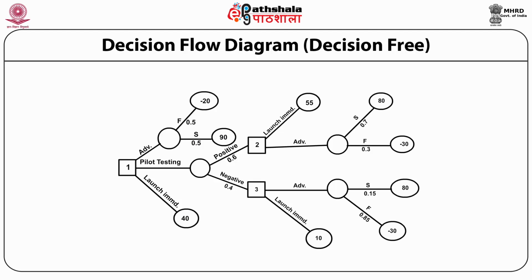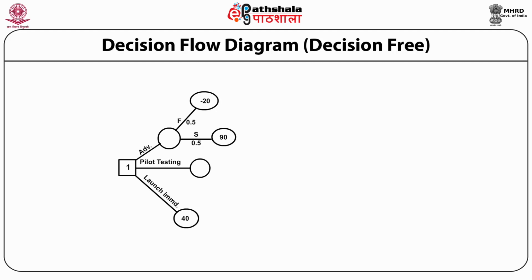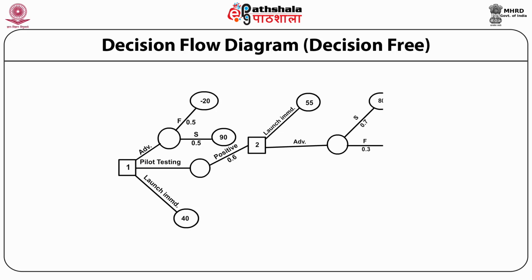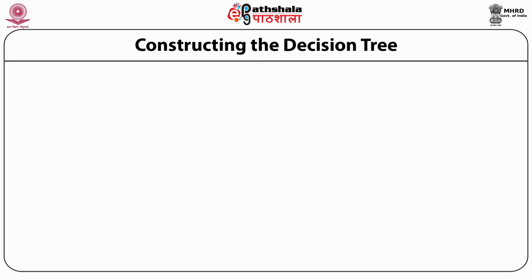Then select a representative number of possible states for the chance node. And then we will continue to expand the tree with additional decision nodes and chance nodes until the overall outcome can be evaluated. Now we will understand the complete process with the help of the given diagram.